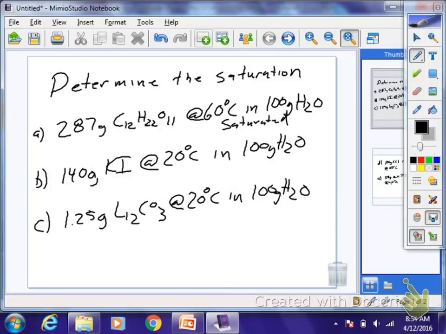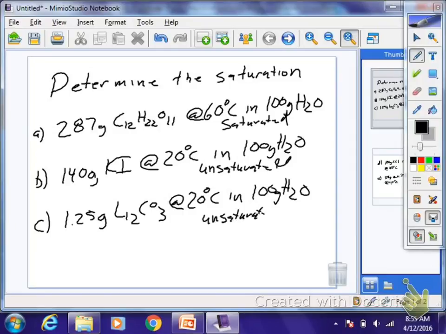Okay? What does the IN stand for? In means it's placed into 100 grams of water. Okay? So this would be unsaturated. And the last one: 1.25 grams of lithium carbonate at 20 degrees Celsius. Is that unsaturated as well? What can it hold? 1.33. Okay, so unsaturated as well.